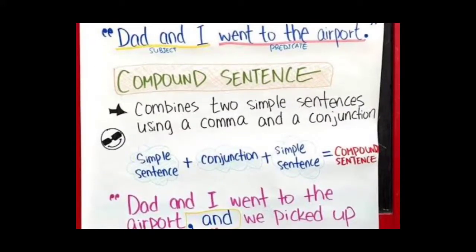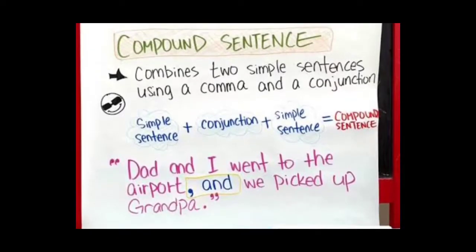A compound sentence combines two simple sentences, that is, independent clauses, using a comma with a conjunction, that is, a coordinating conjunction. Simple sentence plus conjunction plus simple sentence. This is the compound sentence, children. For example, Dad and I went to the airport, and we picked up Grandpa. So we are using a conjunction along with the comma. So this is a compound sentence, children.